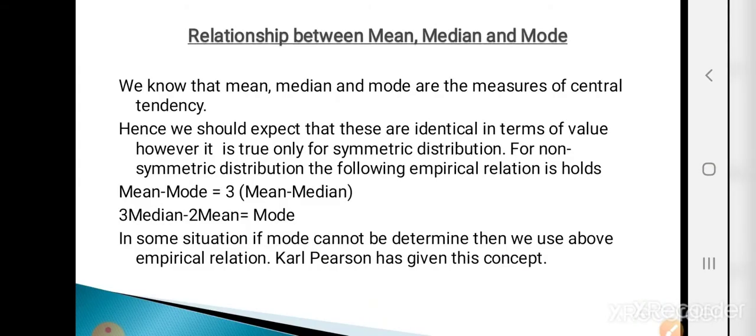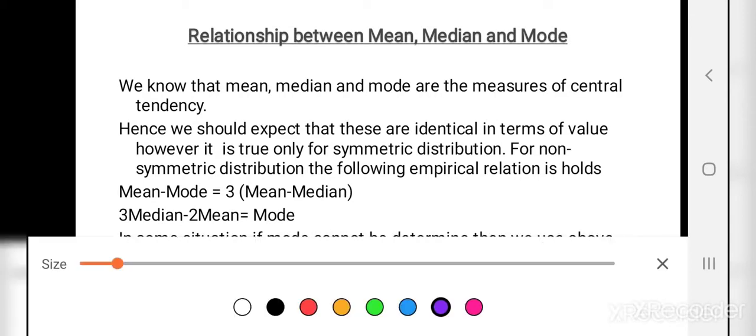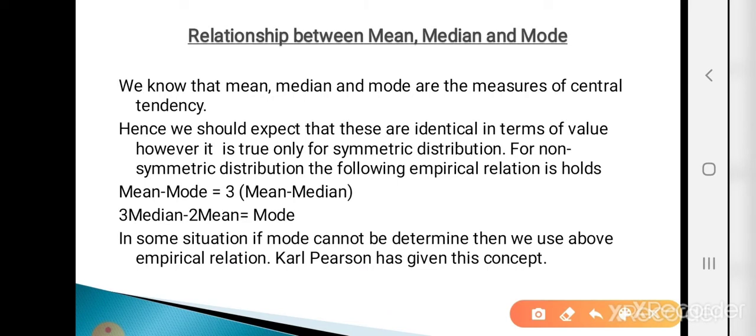We know that the mean, median and mode are the measures of central tendency. There are 8 measures of central tendency: arithmetic mean, geometric mean, harmonic mean, median, mode, quartiles, deciles and percentiles. Hence, we should expect that these are identical in terms of value. However, it is true only for the symmetric distribution. In symmetric distribution, mean, median and mode are equal.